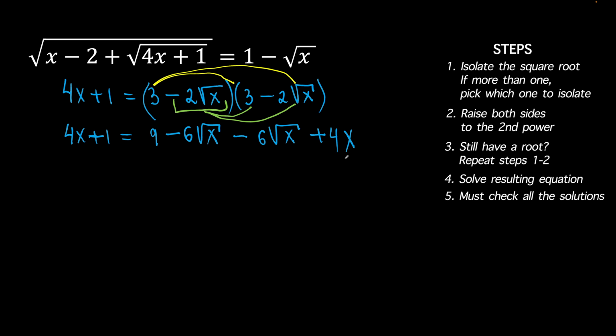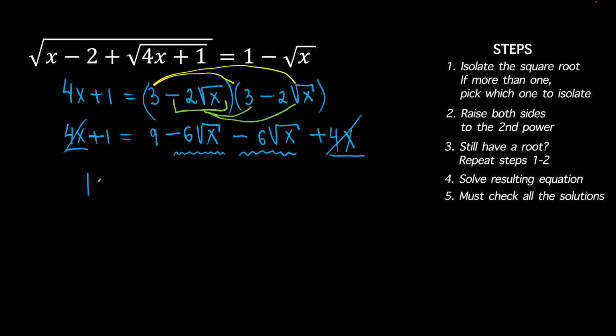Very good. I love it. Let's look at the left side and the right side. Let's see if we can simplify. I see 4x on the left and 4x on the right. So we can cancel them out. Very good. We have negative 6 square root of x minus 6 square root of x. We can put them together into a negative 12 square root of x. Let's do it.